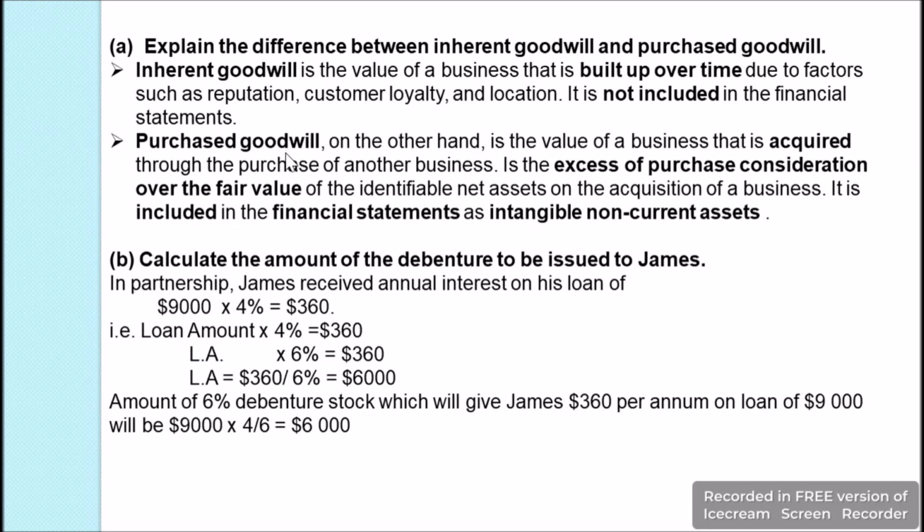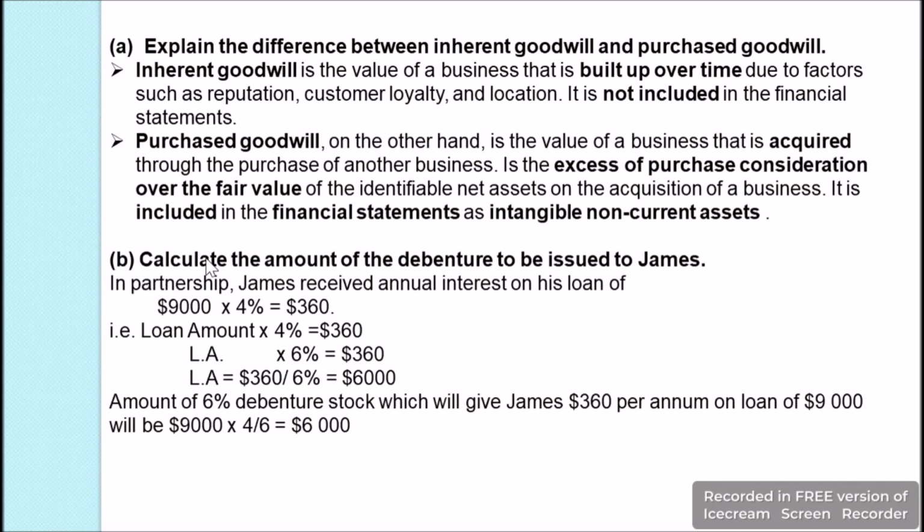Whereas purchased goodwill is the goodwill which another business acquires when they purchase the existing business. When they purchase the other business, they pay something which is more than what should be paid for the net assets which they are acquiring. The excess of the purchase consideration over the fair value of the net assets is considered as purchased goodwill, and this is recorded in the financial statements as an intangible non-current asset because we can't see the goodwill, hence it is intangible.